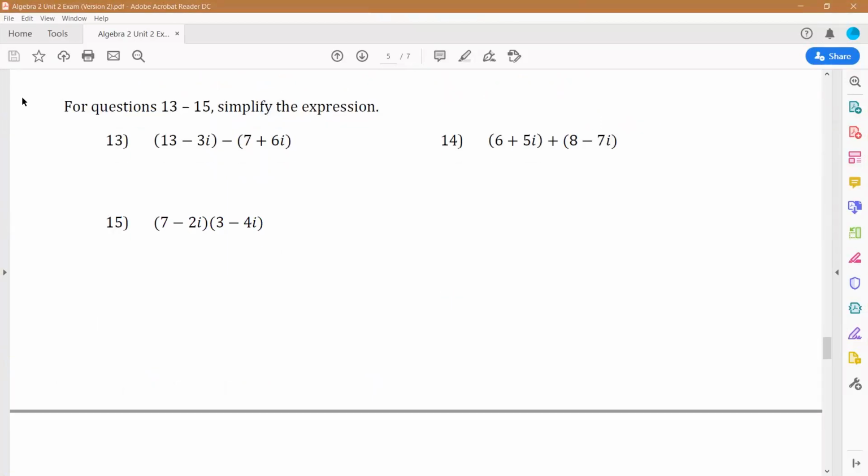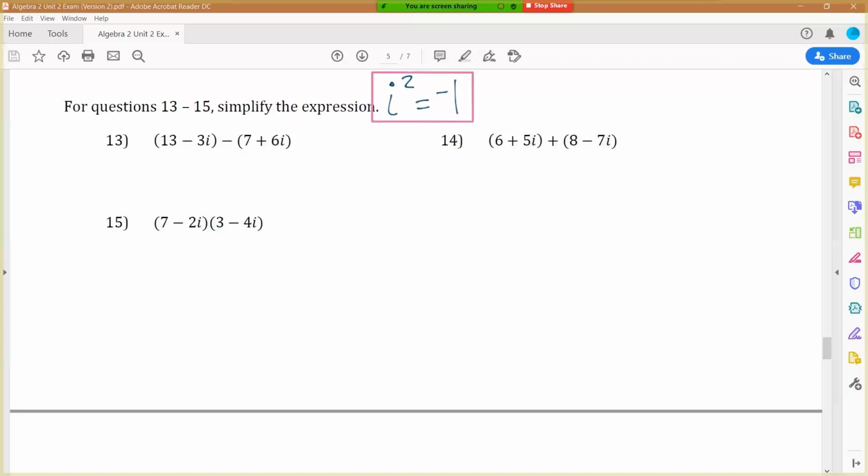Questions 13, 14, and 15 all deal with complex numbers. Again, complex numbers just have imaginary numbers in them. You've got to know that i squared equals negative 1. You've got to know this. So we're going to use that actually not until we get to question 15.